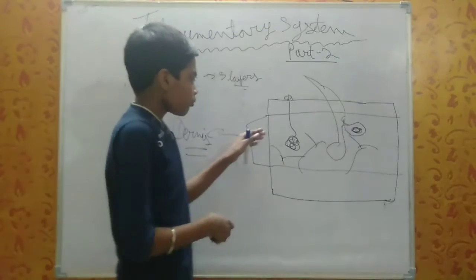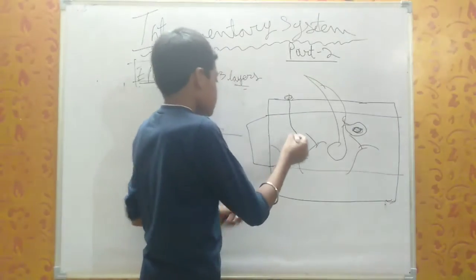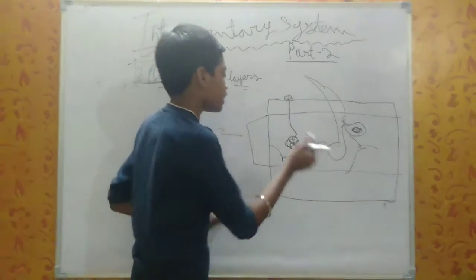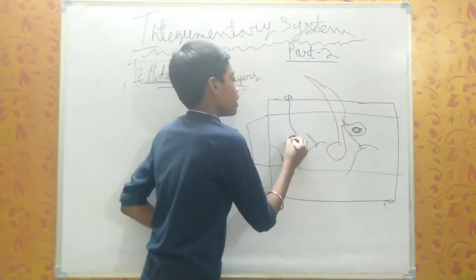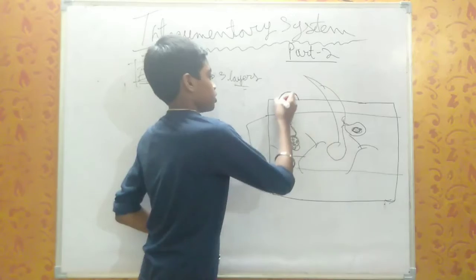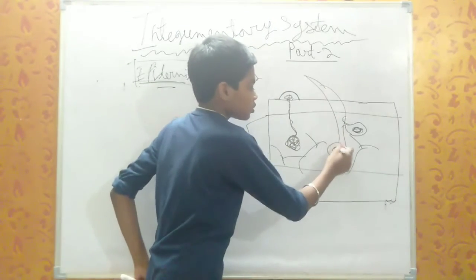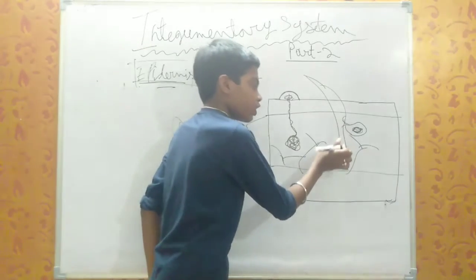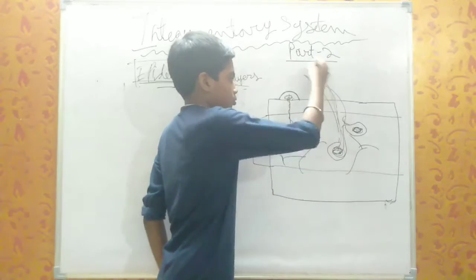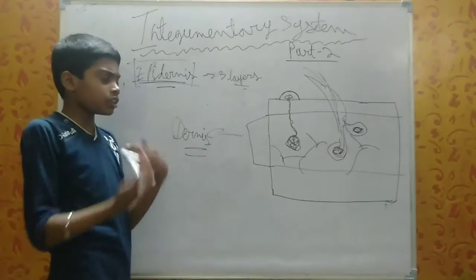Tough and hard. Now what happens basically, why do we sweat? Because of the sweat glands here that produce water, and the water goes to the hair and forms a bubble like this. This is the root of the hair, and this root is called the hair follicle. Because of the hair follicle only, our hairs grow.